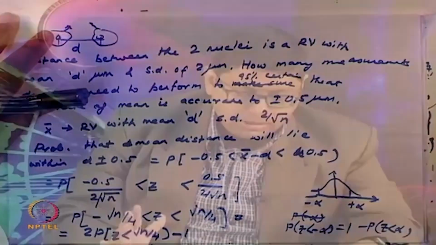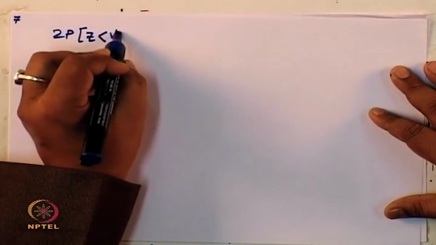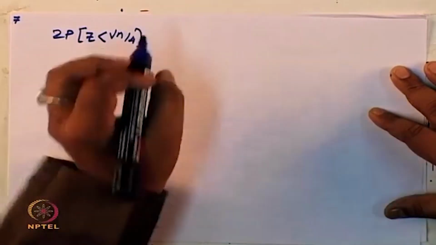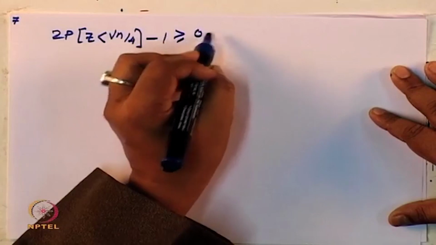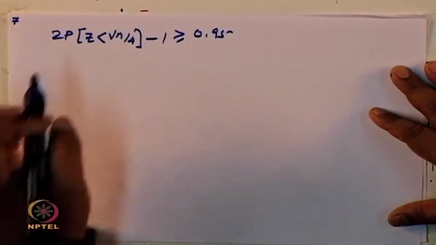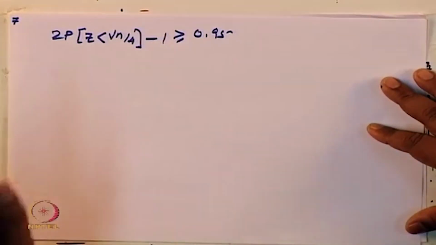Now, this is the probability that the mean distance will lie within plus minus 0.5 of d, and I want to be 95% certain that this is so. So, what I am given is that 2 P of z less than root n by 4, minus 1, has to be at least 95%. This is the net probability and it is greater than or equal to 0.95.